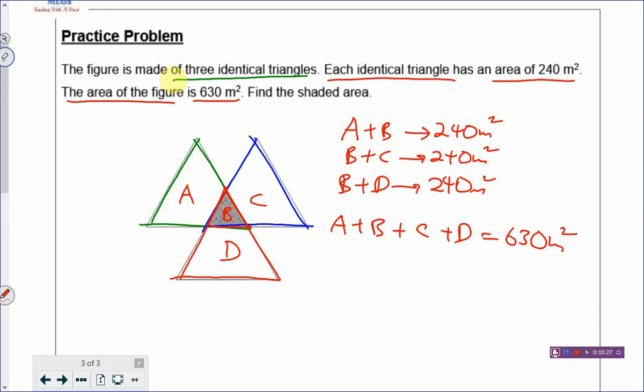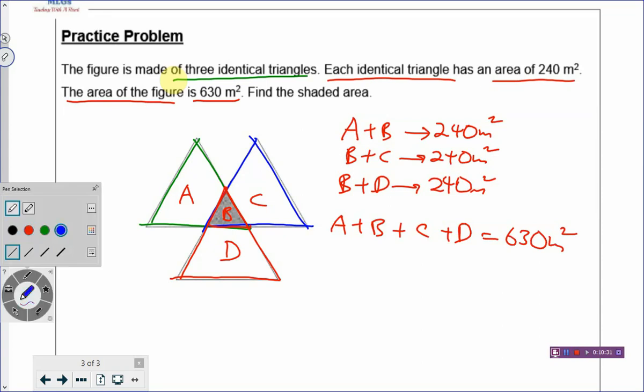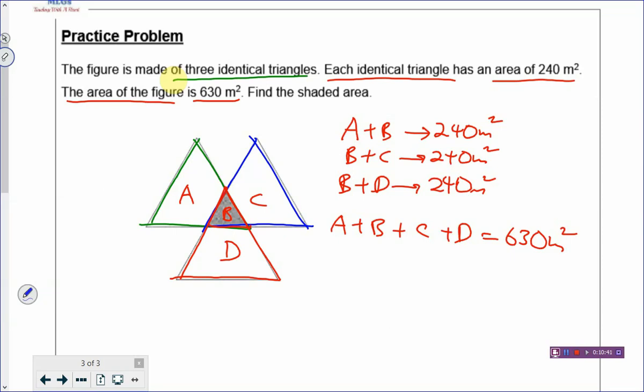Well, there are a few ways to do that. Let's look at one easy way. Now, you can look at all the triangles by themselves: A plus B is 240, B plus C is 240, B plus D is 240. Can you add them all together? So add them all together, and then what do you get? A plus, how many B's do you see? You have 1, 2, 3, 3 B's, and then plus 1 C, and then plus 1 D.